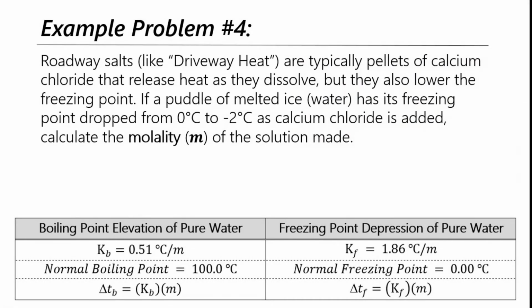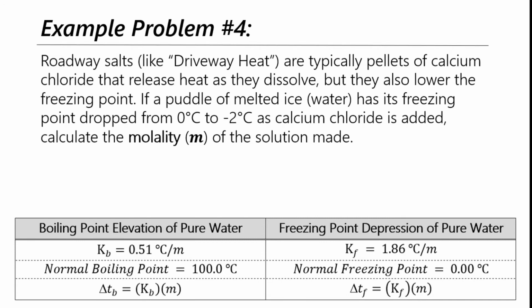All right, here's our last example. If you've ever used something like driveway heat or other roadway salts where you spill out some stuff onto the driveway, this works not only by releasing heat as they dissolve, especially for calcium chloride, but they can also lower the freezing point of the water. By having that solute dissolved in there, it's going to make it harder for the stuff to kind of coagulate back into the solid form. So it's going to be able to kind of melt at a higher temperature.